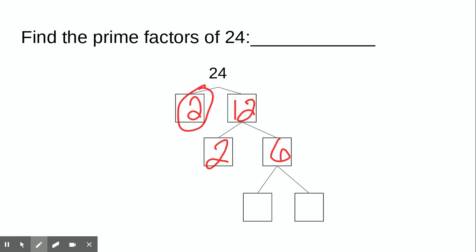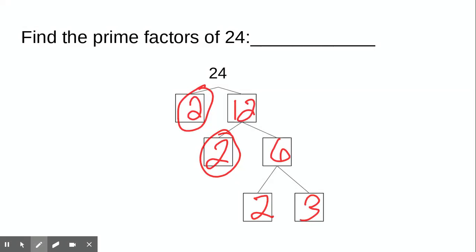Now we have to ask ourselves the same question. We already know 2 is a prime number, so we can circle it. How about 6? Is 6 a prime number? No, it's not, so 6 can still be factored out. 2 times what is equal to 6? 2 times 3 is equal to 6.